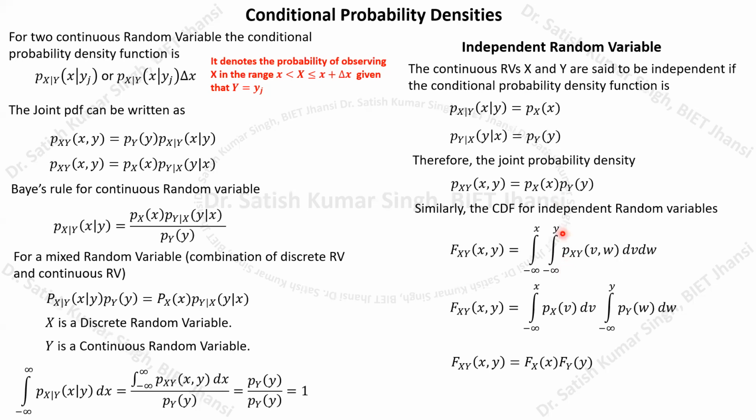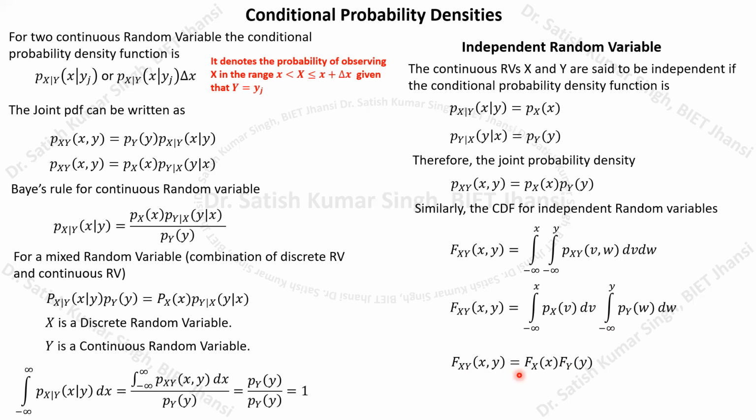Because we have already seen that for independent random variables the joint probability density function can be written as the product of the two individual probability density functions, we can write that here. Then we can separate out the two integrations, which correspond to F_X(x) multiplied with F_Y(y). So we can easily see that the cumulative distribution function for independent random variables equals the multiplication of the individual CDFs corresponding to the random variables X and Y.